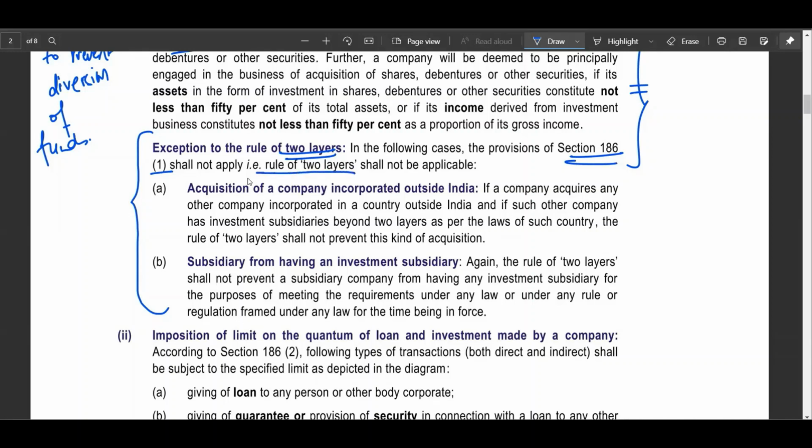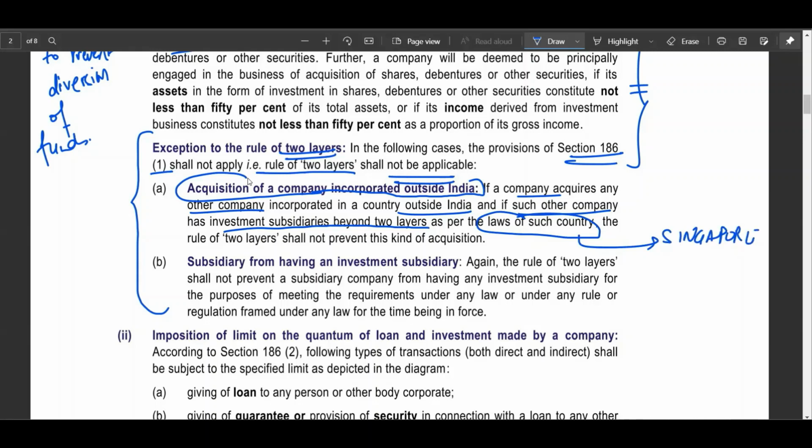That is, the rule of two layers shall not be applicable if a company is acquired and the company is incorporated outside India. That is, if a company acquires any other company incorporated outside India, and if such other company has investment subsidiaries beyond two layers as per the laws of such country. We took the Singapore example just now. This is the same thing that we have discussed, right? The rule of two layers shall not prevent this kind of acquisition. So a company can very well invest in a company incorporated in Singapore or any other country for that matter, if and only if that other country allows the companies to invest in more than two layers of investment.